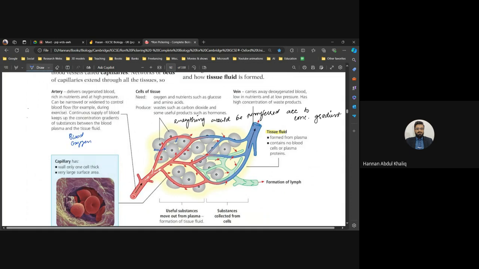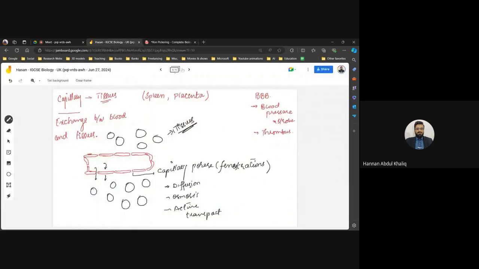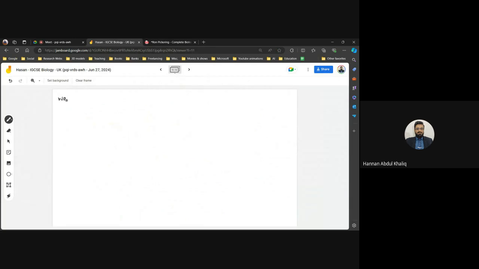What would be the benefit of it? Remember, I'm about to write a very important sentence. If you want to write it, you must write: the water from plasma leaks into the tissue fluid, maintaining the composition of tissue fluid.